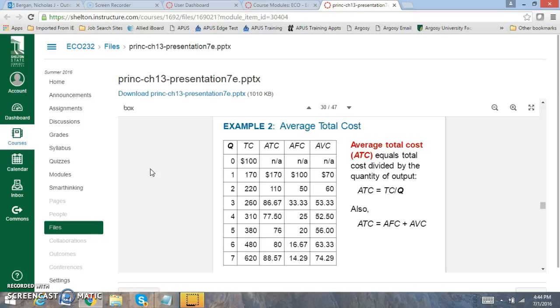So to find the average of anything, remember this because you're going to have to find the average of 3 of them. To find the average of anything, you want to take whatever we're looking at, total, variable, or fixed costs, and divide by output. That will be able to give you what you're looking at.